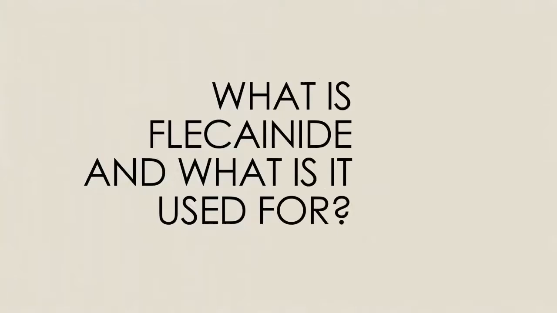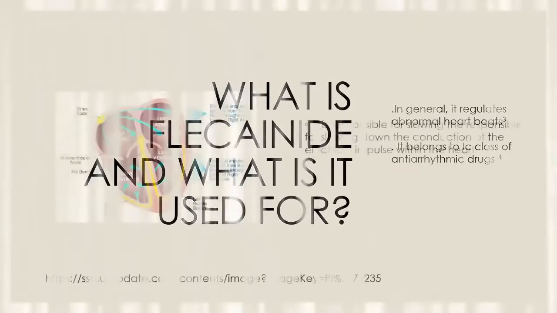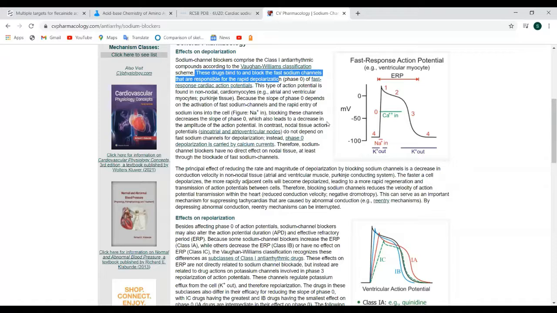So what is flecainide and what is it used for? In general, it regulates abnormal heartbeats, and it belongs to the IC class of antiarrhythmic drugs. Okay, so the IC class of antiarrhythmic drugs bind and block sodium channels in the heart.